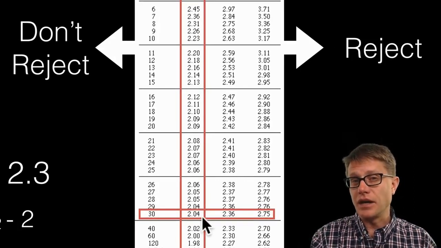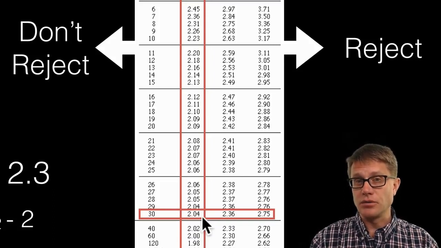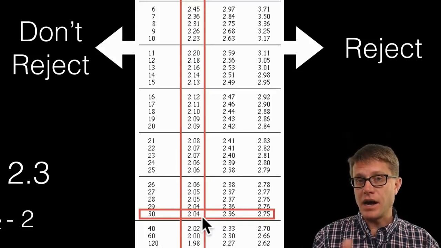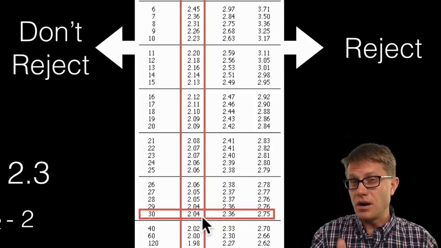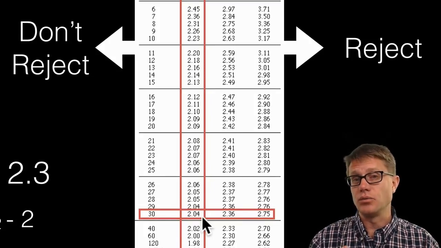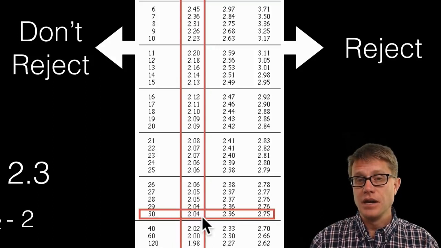So is our t-value higher than that? This is where we're doing the actual t-test. Are we higher than 2.04? We are. And so what does that mean? We're going to reject our null hypothesis. That means there is something statistically significant between these two sample sets.